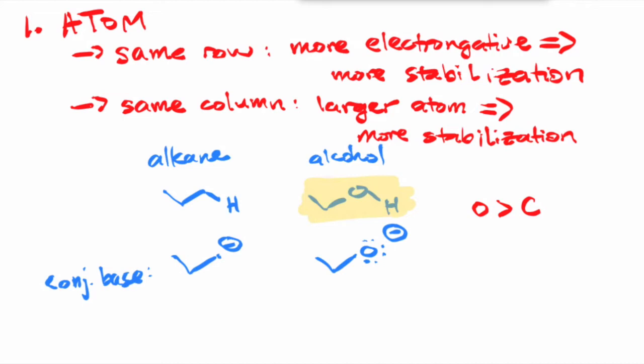And you can corroborate this by remembering the pKa. The typical pKa of the alcohol is about 15, whereas the typical pKa of an alkane is around 50. So alcohol indeed is the stronger acid.